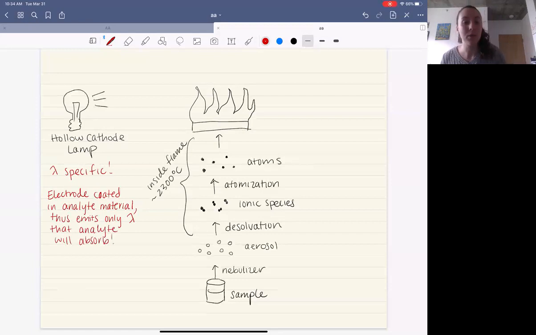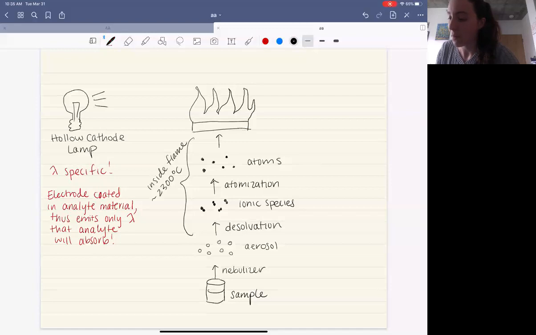So this is super useful. It makes our AA instrument very selective. Even though our seawater sample has a bunch of stuff in it, we can specifically just look at the calcium in there because our lamp emits a wavelength that only the calcium is going to absorb.